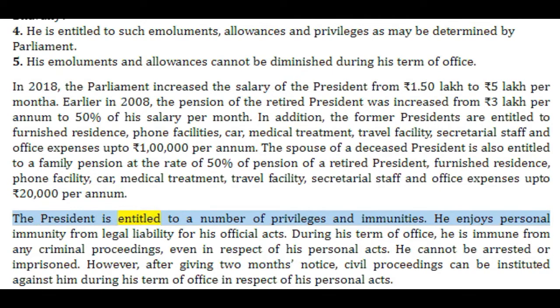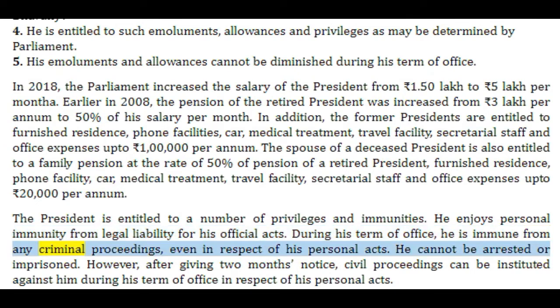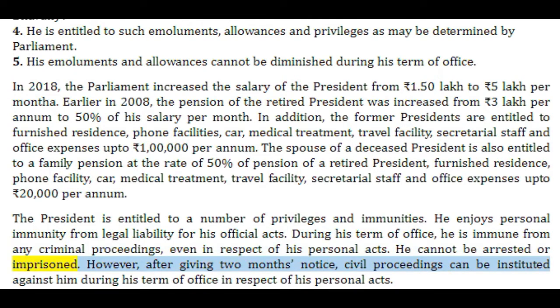The President is entitled to a number of privileges and immunities. He enjoys personal immunity from legal liability for his official acts. During his term of office, he is immune from any criminal proceedings, even in respect of his personal acts. He cannot be arrested or imprisoned. However, after giving 2 months' notice, civil proceedings can be instituted against him during his term of office in respect of his personal acts.